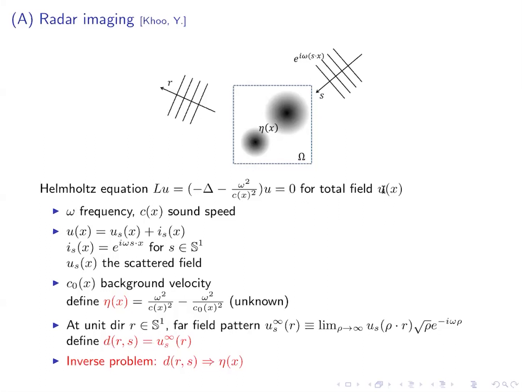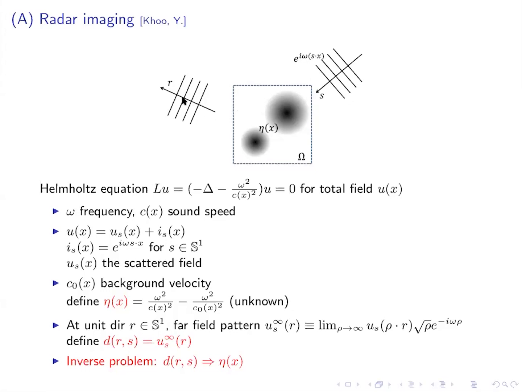Here u stands for the total field, and c is the unknown sound speed. Okay. So the total field u actually has 2 parts. One is the incoming wave field, which comes from this direction, and is typically a plane wave in the s direction, for example, here. And then there is the scattered wave, which could be in any direction.